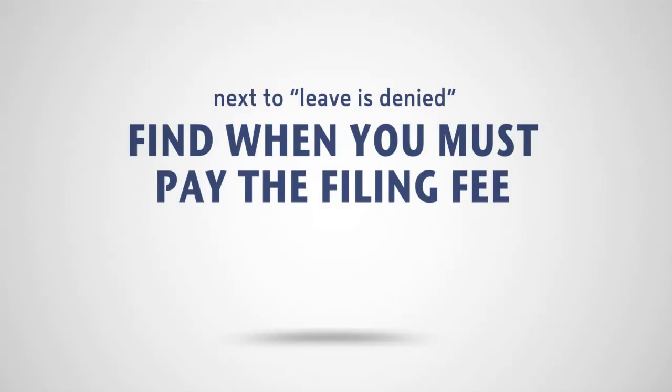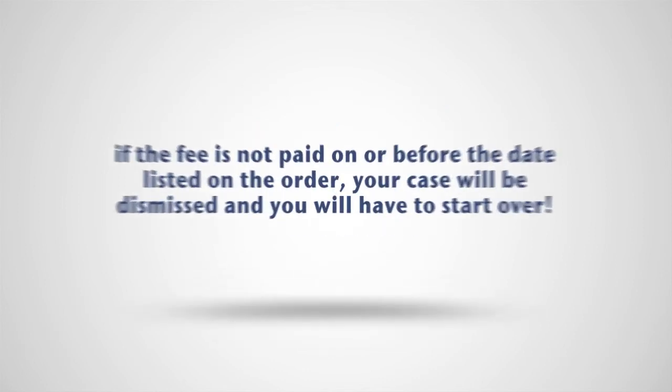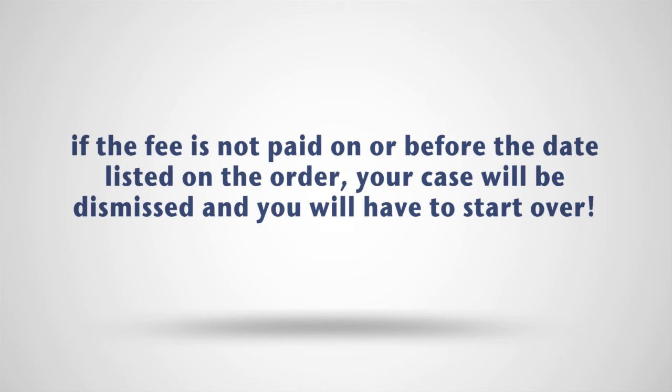If the motion to proceed in forma pauperis is denied, a box at the bottom of the forms by the words "Leave is denied" will be marked. Right next to this, it will tell you when you must pay the filing fee and other fees if there are any. If the fee is not paid on or before the date listed on the order, your case will be dismissed and you will have to begin the process again by refiling your information. To pay the fee, send or take the payment, money order, cash, or cashier's check to the clerk of court with the order that you received in the mail.